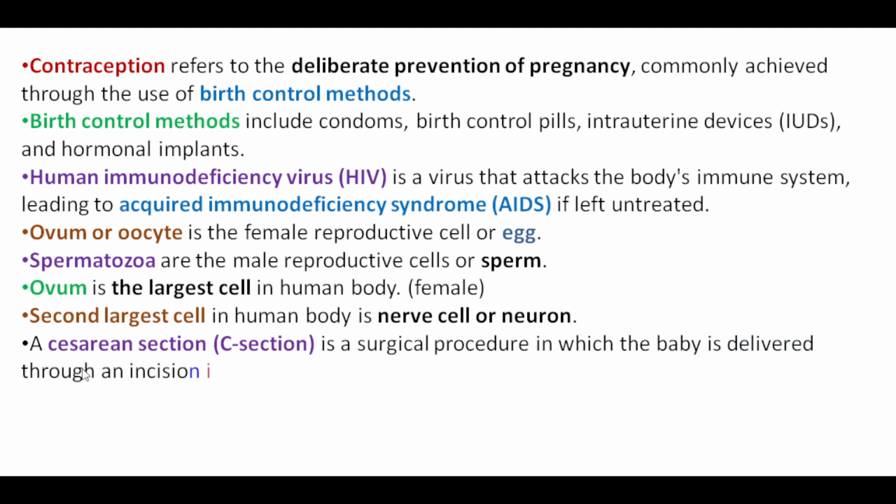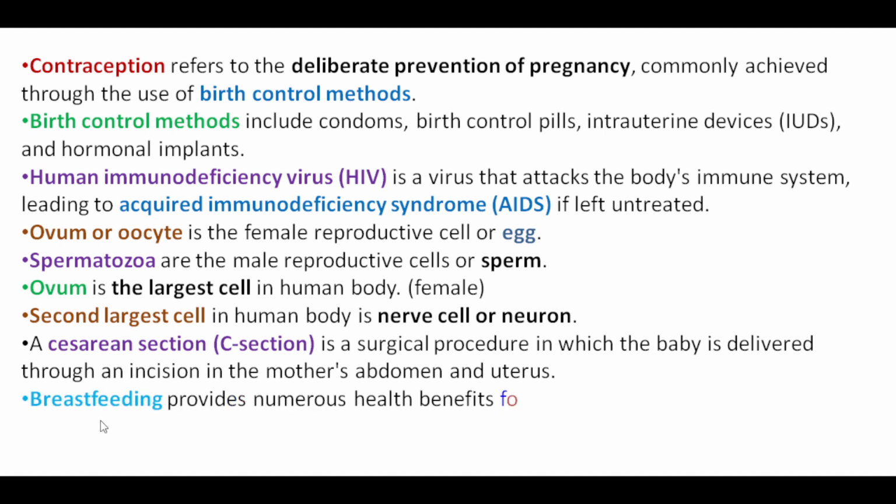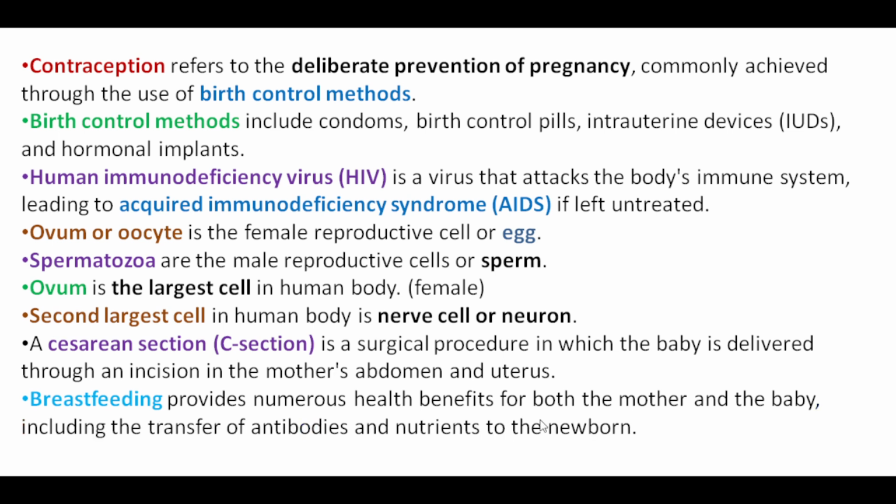A cesarean section, which we call C-section, is a surgical procedure in which the baby is delivered through an incision in the mother's abdomen and uterus. Breastfeeding provides numerous health benefits for both the mother and baby, including the transfer of antibodies and nutrients to the newborn.